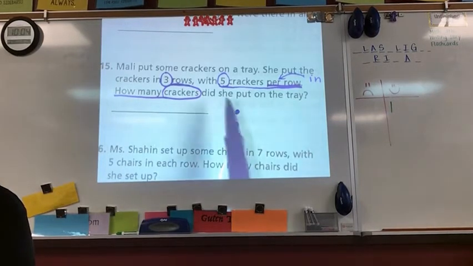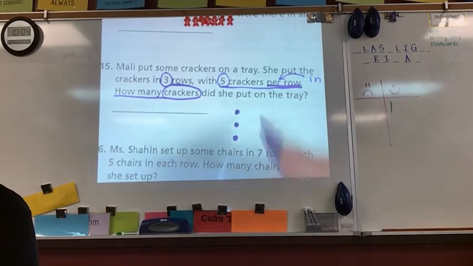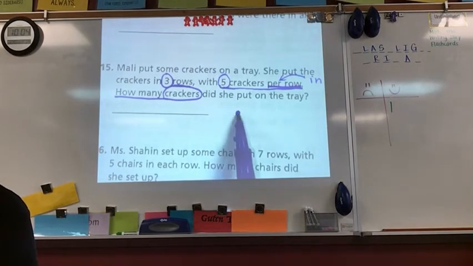Then it says there are 5 crackers per row, or 5 in each row. So go ahead and make sure that each of these rows, instead of just having 1, has 5. Go ahead and do that for me.